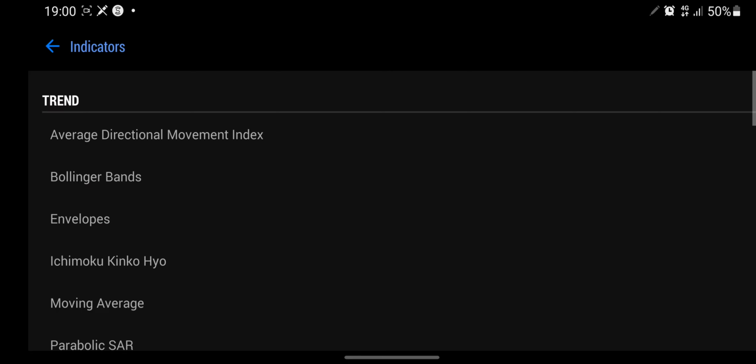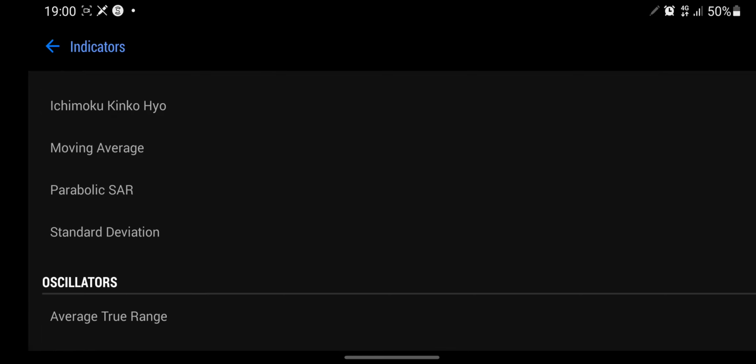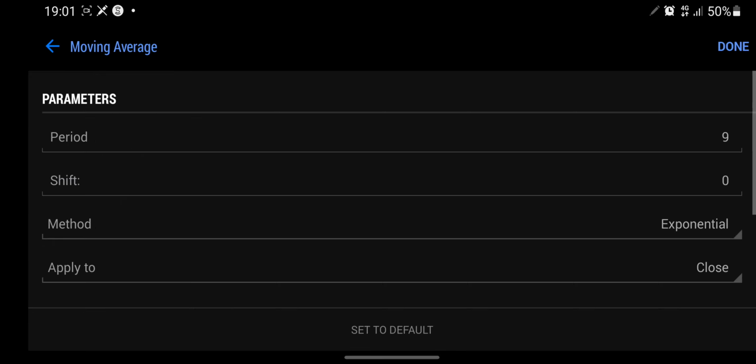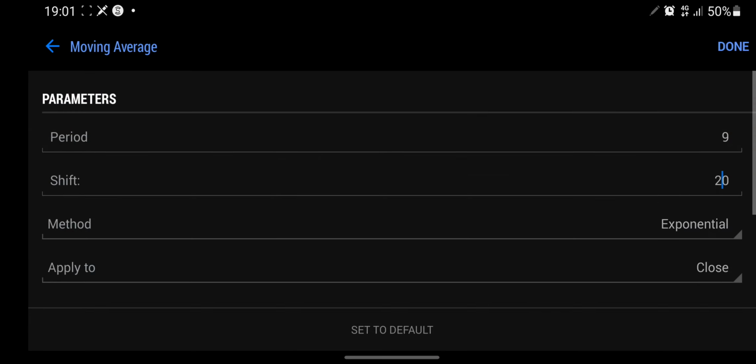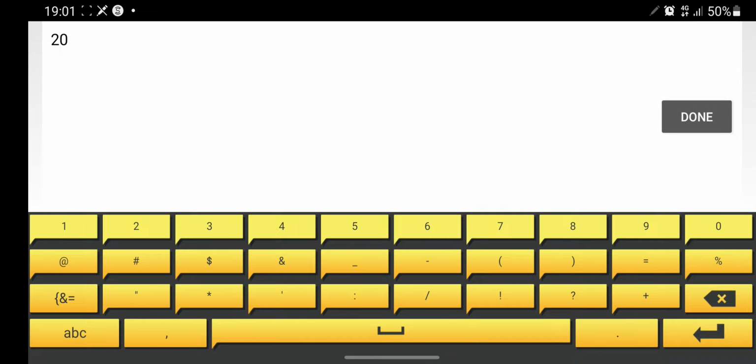So click on here and you see a lot of indicators. You see Bollinger Bands and all. Just look for moving average, and it's not far-fetched. Here we have our moving average. So I'm going to click on moving average and set it up. The first moving average I want to add, I want it to have a period of 20. Period 20, that's the period.